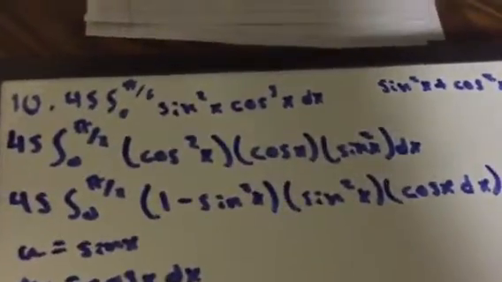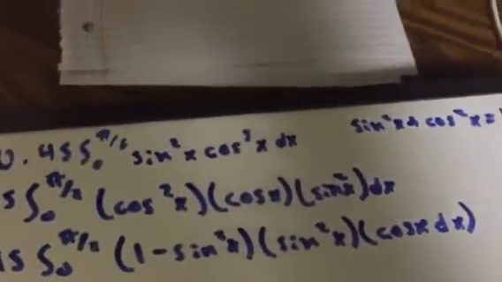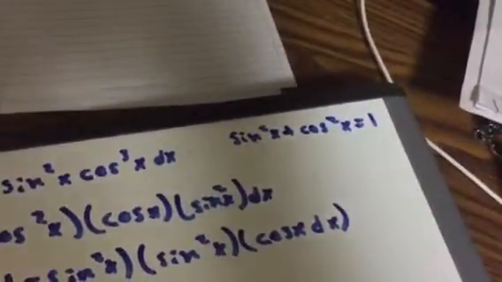Now we're going to be using some trig identities as well as some u substitution to be conquering this problem. Mainly sine squared x plus cosine squared x is equal to 1.